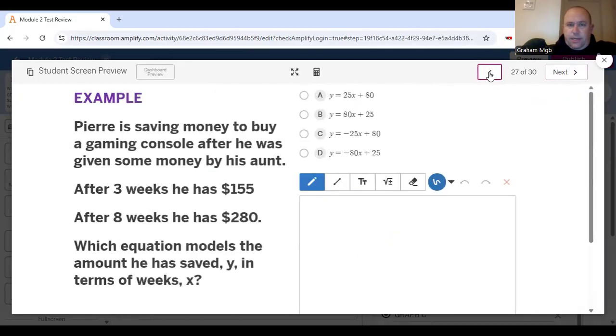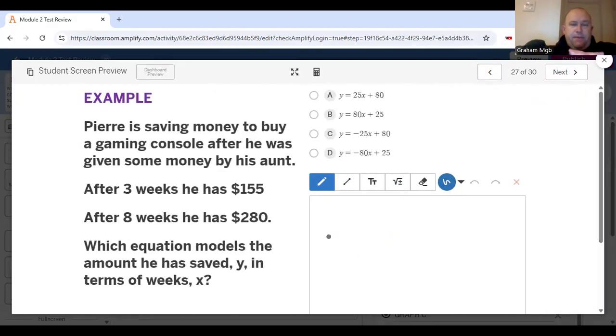Oops, did a double click. All right, Pierre is saving money to buy a gaming console after he was given some money by his aunt. After 3 weeks, he has $155, and after 8 weeks, he has $280. Which equation models the amount he has, y, in terms of x?